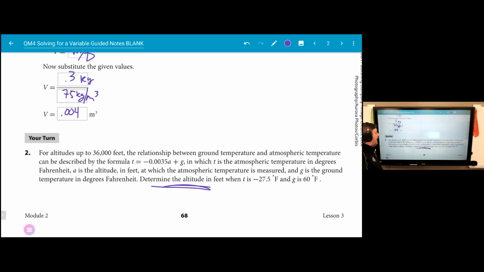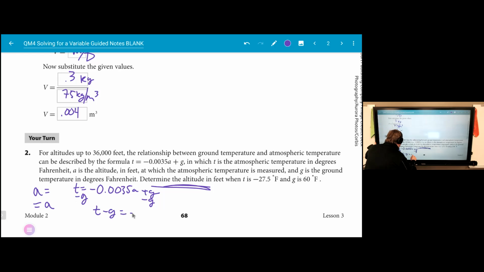What we need to do is rearrange this. We don't know altitude. We need to get this to A equals something. So let's take what we've got here. We don't have a ton of room. T equals negative 35/10,000ths A plus G. Well, this is just a 2-step equation. I know that I would subtract G from both sides first. So I'd have T minus G equals negative 35/10,000ths A.